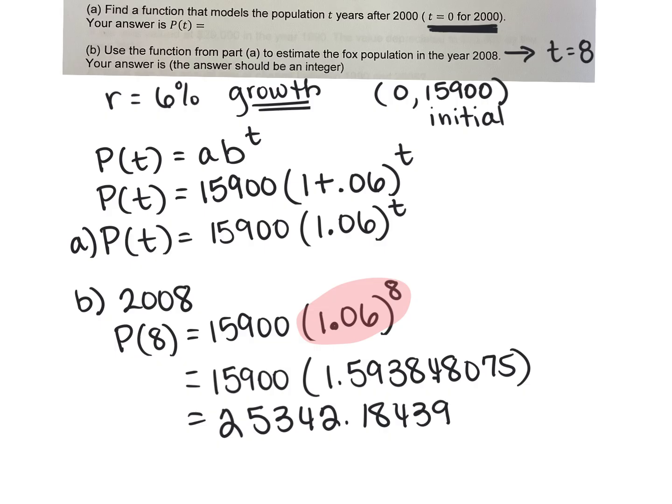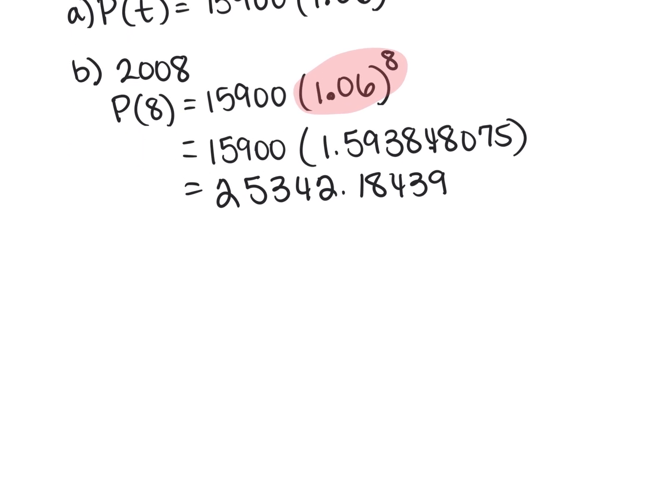And since we're talking about a fox, we are going to truncate this. So your answer would be 25,342.